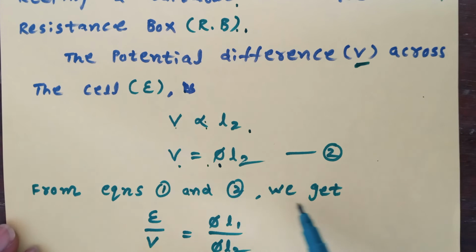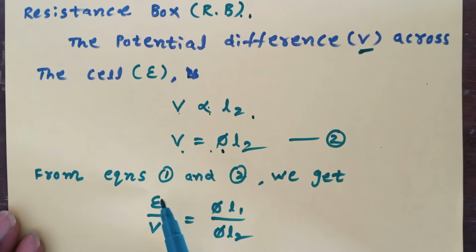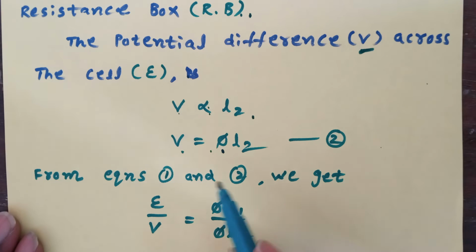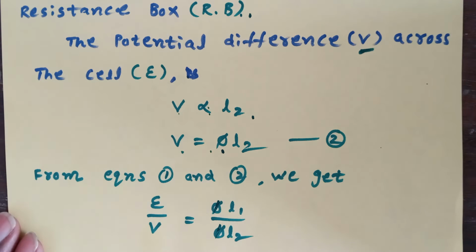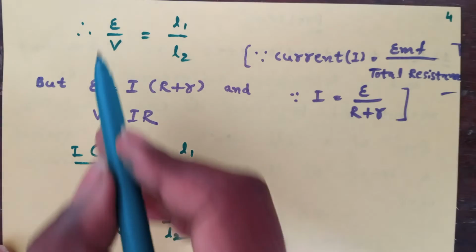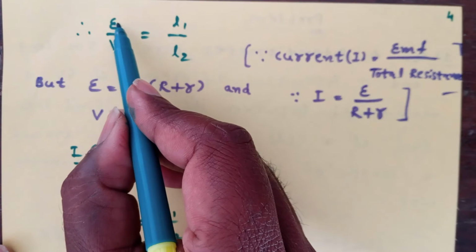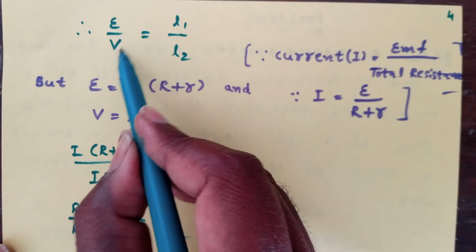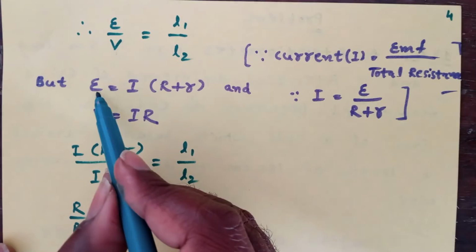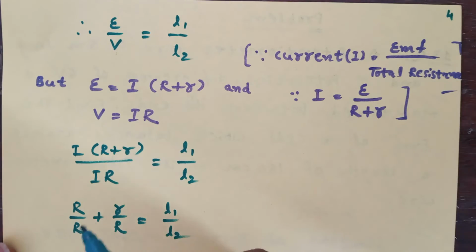From equations 1 and 2 we get EMF by potential difference is equal to phi L1 by phi L2. Here phi gets cancelled. So the remaining equation is EMF by V is equal to L1 by L2.